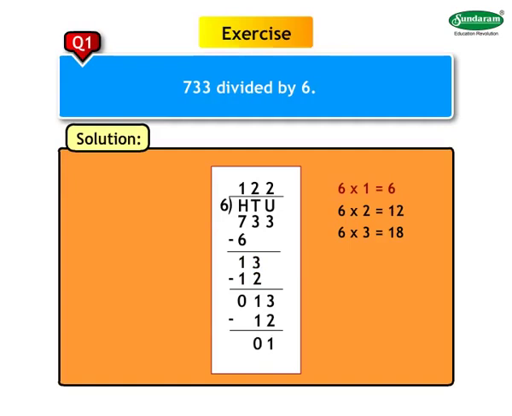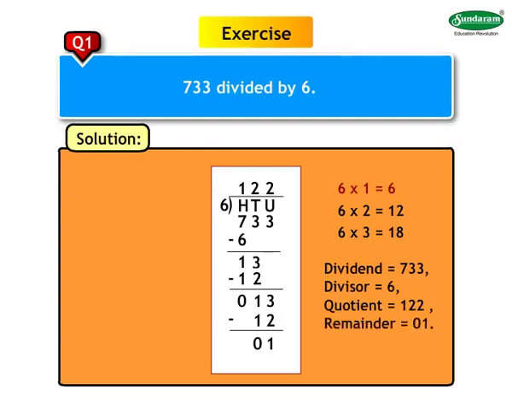Thus, when we divide 733 by 6, we get the quotient as 122 and the remainder as 1. Thus, the dividend is 733, divisor is 6, quotient is 122 and the remainder is 1.